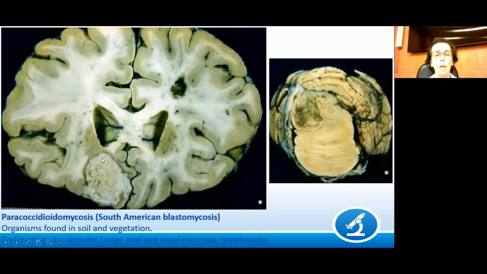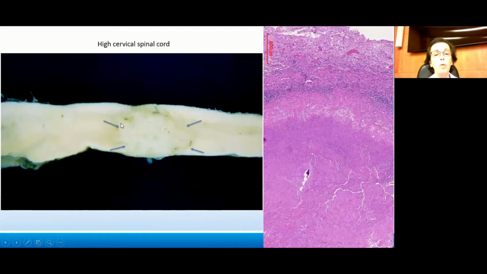So I'll show you 3 cases, 3 autopsies. This is one where this is a space-occupying lesion, which looks like a tuberculoma, seen here in the base of the brain. Here it's seen in the pons, at the dorsal part of the pons, and here in the high cervical spinal cord.